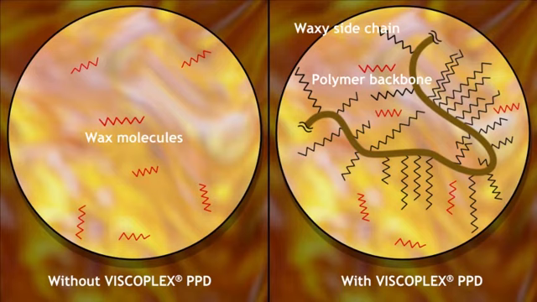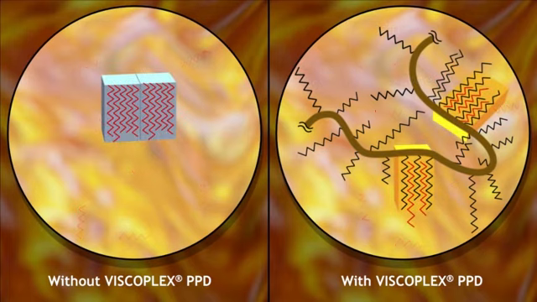As the temperature continues to drop, in the view on the left, wax crystals are formed from wax molecules in the untreated oil. In contrast, in the view on the right, wax molecules co-crystallize with the waxy branches on the polymer backbone in the treated oil. In this way, the wax crystals are kept apart from each other by the PPD backbone.